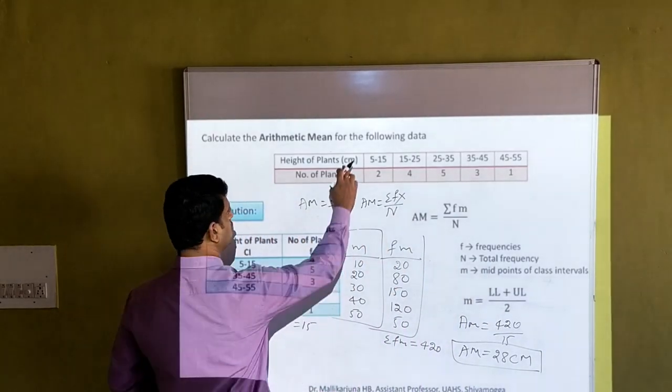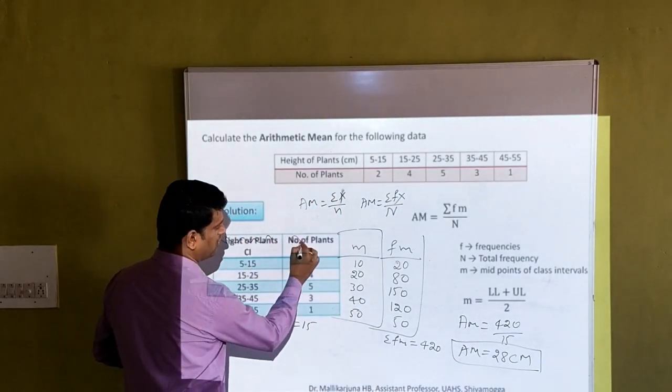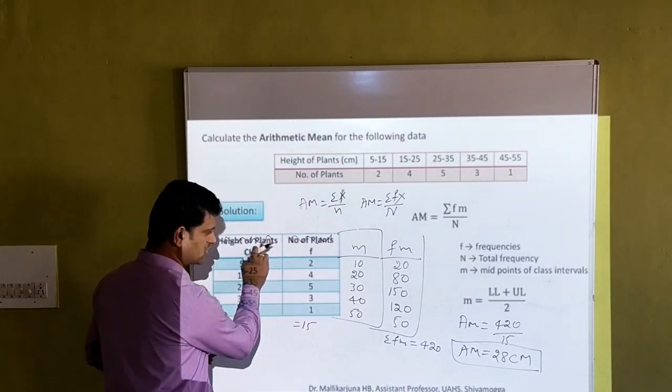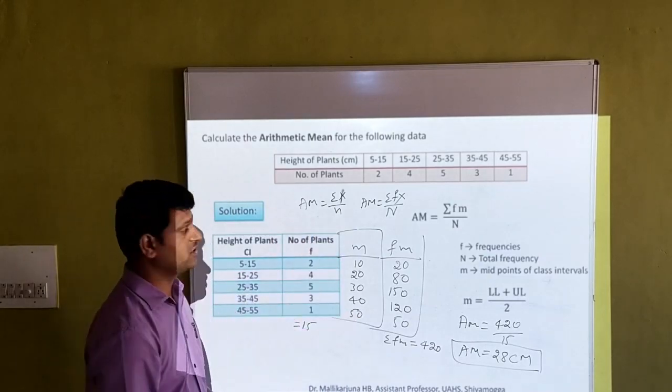If there is no unit, and this is simply class interval and frequencies, then generally 28 is sufficient. But here a unit is involved. That's why we have to take the unit for the answer.